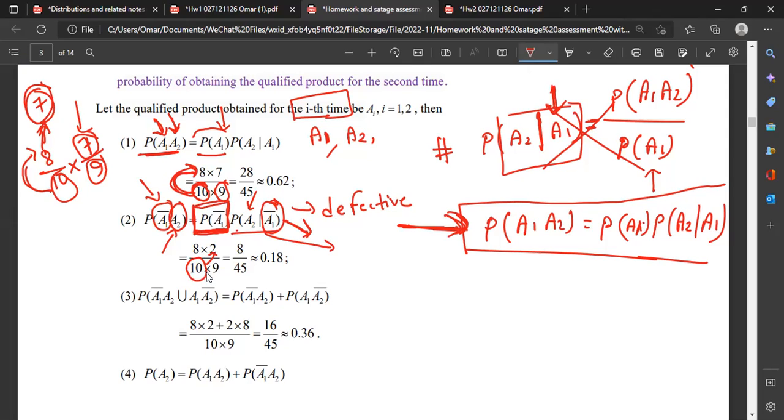So you can understand it this way. First time, 2 out of 10, they are not qualified. So the first time is not qualified, and the second time is qualified. That means we have already taken one product, so we are only left with 9. And then 8 out of 9 are qualified, right? Because we have not taken any qualified product, so we still have eight outcomes, right? So then 8 out of 9 are qualified. So if I calculate, it will be 0.18.